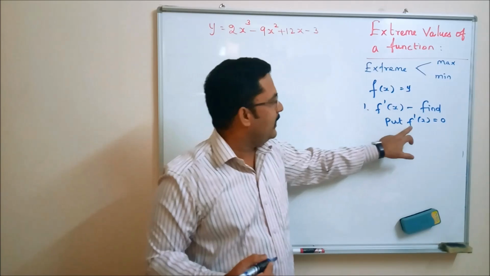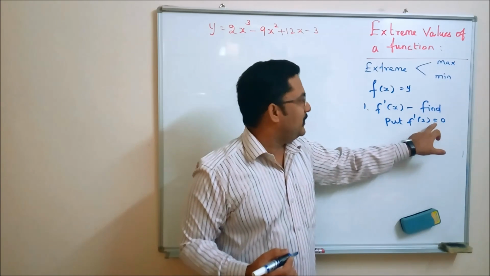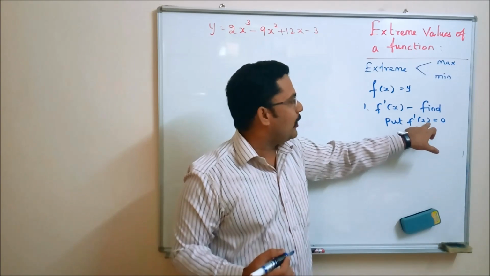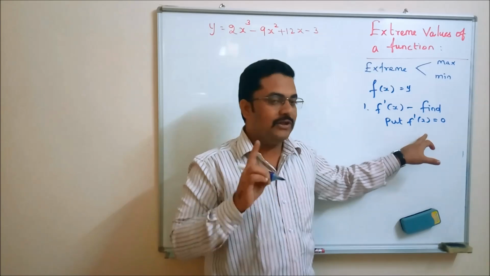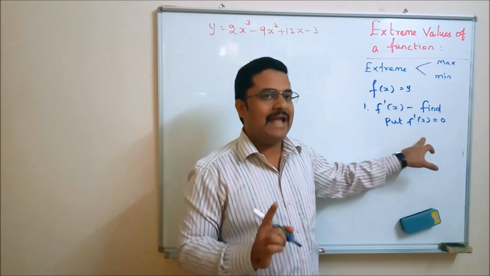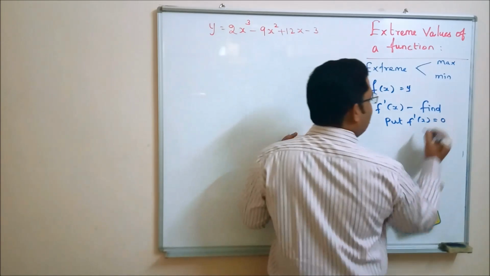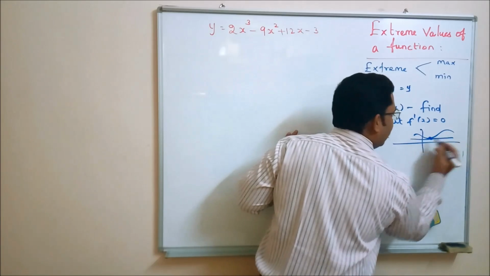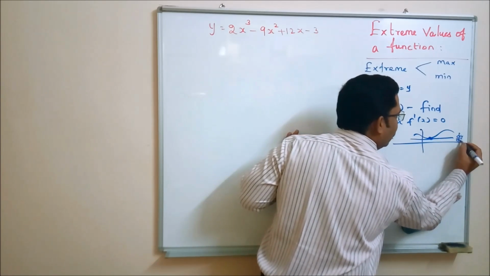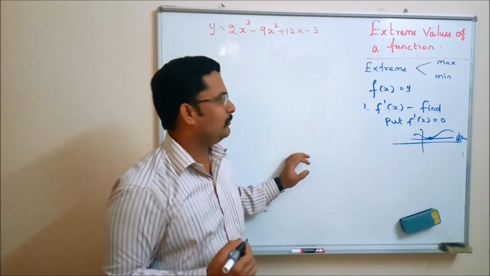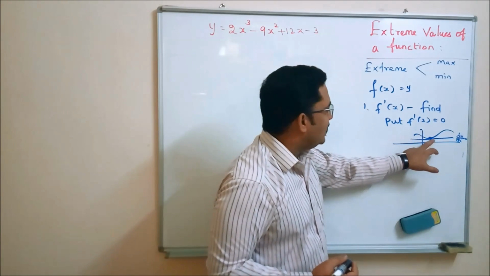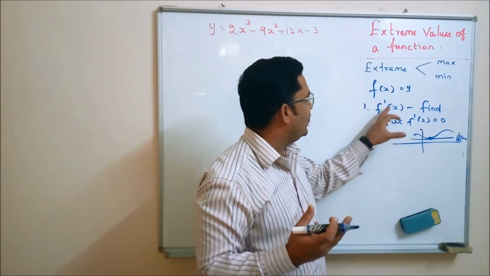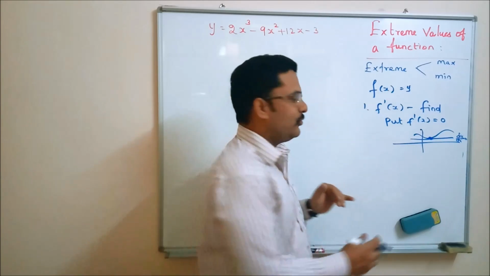We equate the derivative to 0, which means that here we are finding the horizontal tangents. If the slope is equal to 0, that line becomes the horizontal tangent for the given curve. If you have such a curve, at this point we have a horizontal tangent in which dy by dx is equal to 0. So at this point, definitely we will have a minimum value. That's the idea behind finding f dash of x and equating it to 0.